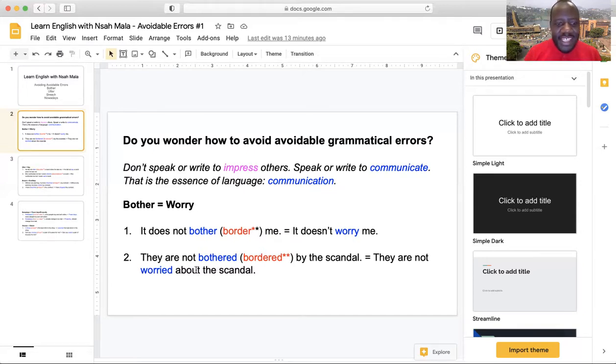Same thing. They are not bothered by the scandal, okay? Instead of using this one in brackets, which will be the wrong one here, what you would do is simply use worry, and you will instead say, they are not worried about the scandal. And everybody will get what you are saying, okay? Everybody will understand what you mean. But if you want to try to impress people, you will be struggling to use border where you don't know how to spell border, and then maybe you end up using border, and you've just put people off, okay? Next.